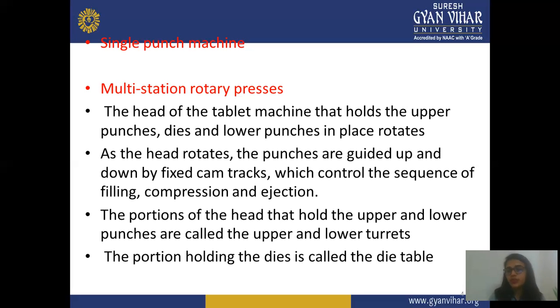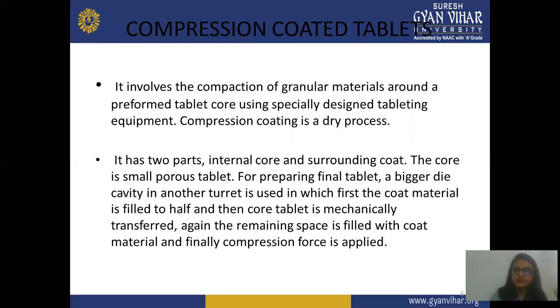We also see this part in a diagram. In this there will be a portion that holds the head and the upper and lower punches, and these upper and lower punches are known as the upper and lower turret. It's a part of this machine, and this portion holding the die is called the die table. There will be one part which holds the die part of the tablet and helps with compression, and this die part is known as the die table.